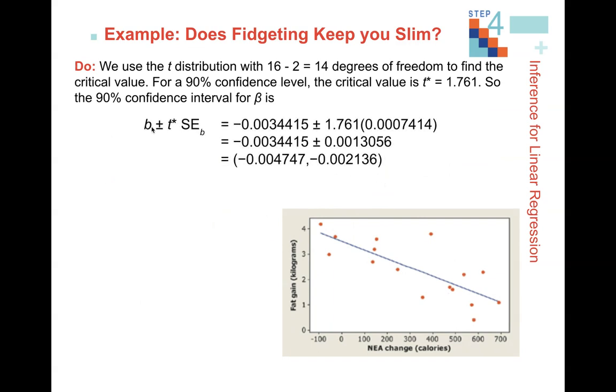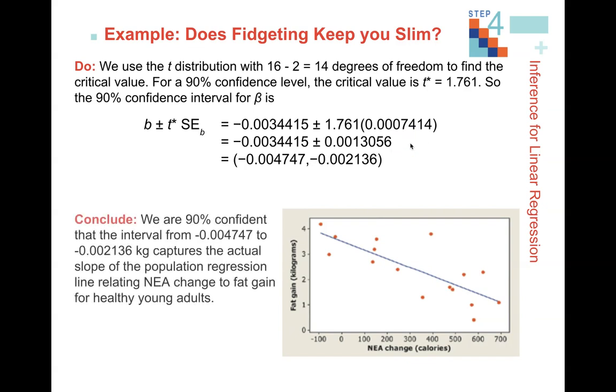For the do step, make sure that you show this generalized form of the formula, substitute in the values, then give the final answer. And just do this on your calculator. Your conclusion: we are 90% confident that the interval from this lower bound to this upper bound in kilograms captures the actual slope of the population regression line relating NEA change to fat gain for healthy young adults. What are we trying to capture? We're trying to capture beta.